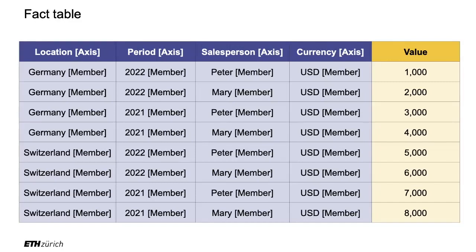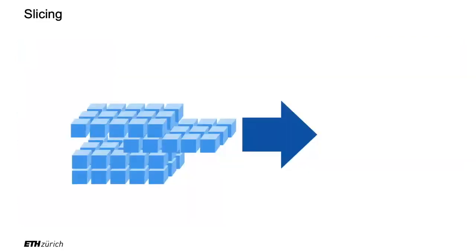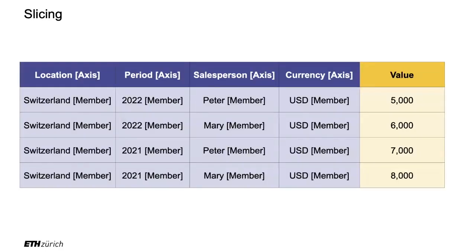Okay, so let me now show you what we can do with cubes. The first thing we can do with a cube is slice it. Take a slice of the cube. It's like baking a cake and taking a slice of the cake. So what it means to take a slice is you pick one dimension, one axis, and pick one member, and you only take that slice. For example, you only take Switzerland and take the slice out and look at the slice.